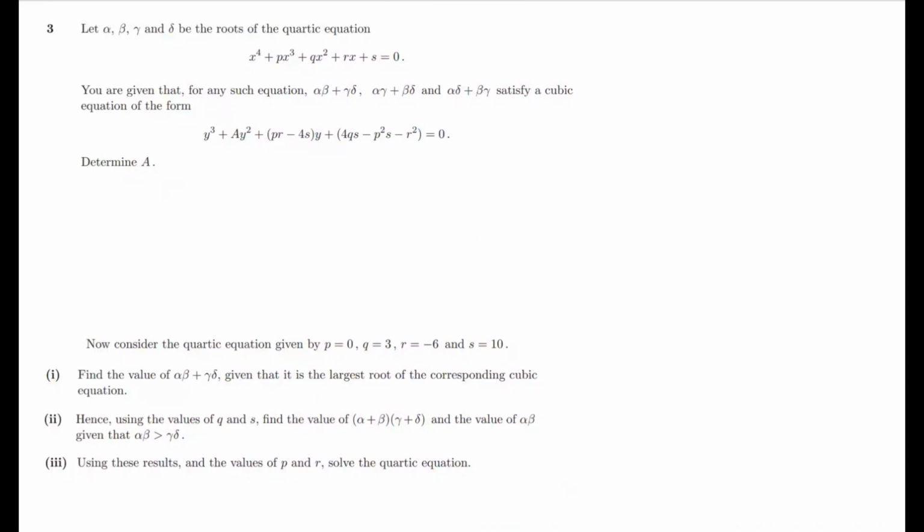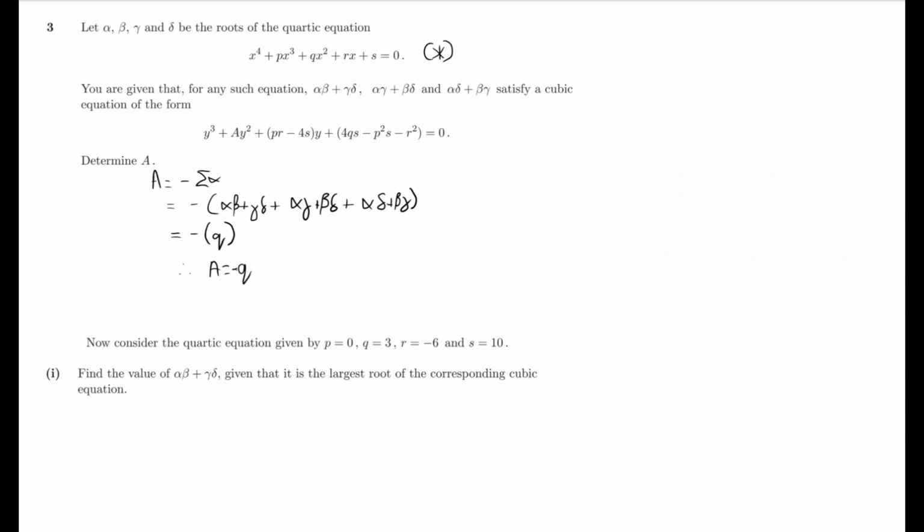Determine a. So the first thing that we know is that a is the negative sum of the roots. And in this case the sum of the roots is alpha beta plus gamma delta plus alpha gamma plus beta delta plus alpha delta plus beta gamma. But what we also notice is that in the original equation, this is going to be equal to q. So therefore, a equals negative q.